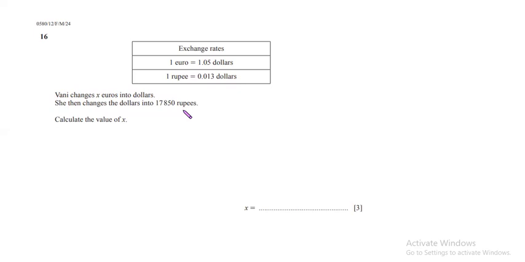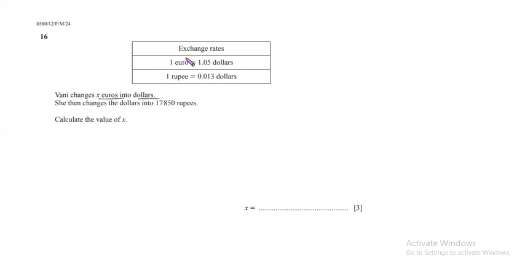Now, in this question that is given to us, Vani changes X euros into dollars. She then changes the dollars into rupees and she gets 17,850 rupees. We need to find the value of X. So to find the value of X, what we could do is, first, the euros is converted to dollars.